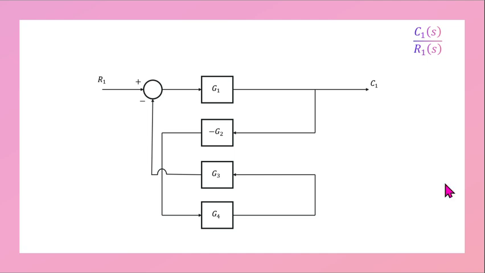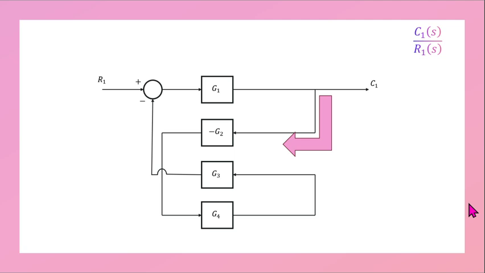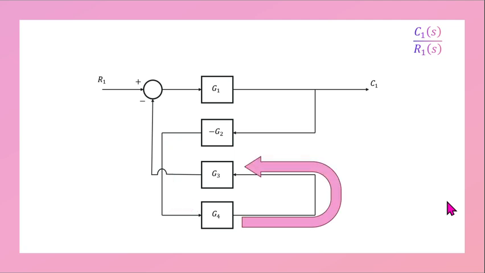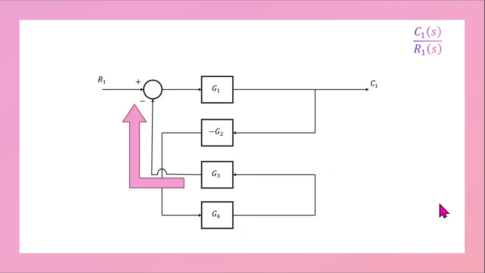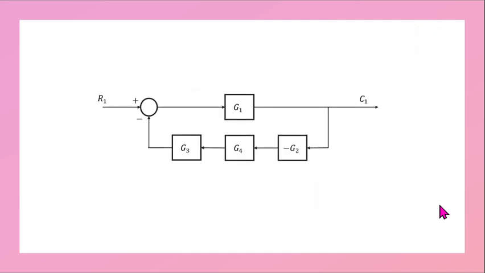For arranging, first we have G1, which is proportional to the output C1. Then we have a feedback loop consisting of negative G2, don't forget the negative sign, in series with G4 and G3. Then negative G2, which is in series with G3 and G4, feeds back into this summing point located before G1. Here is the final block diagram after arrangement. This is what the block diagram looks like.